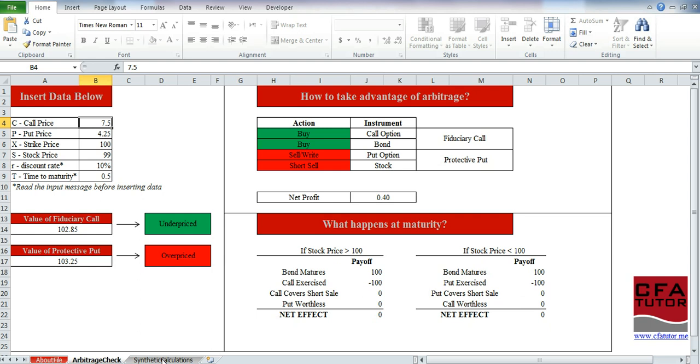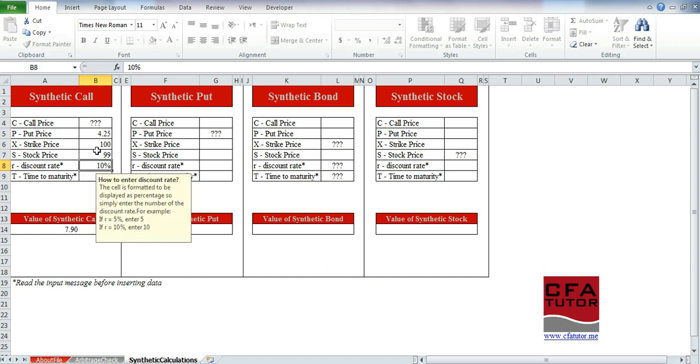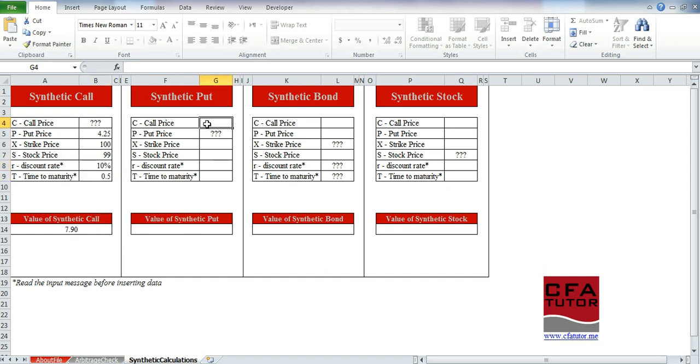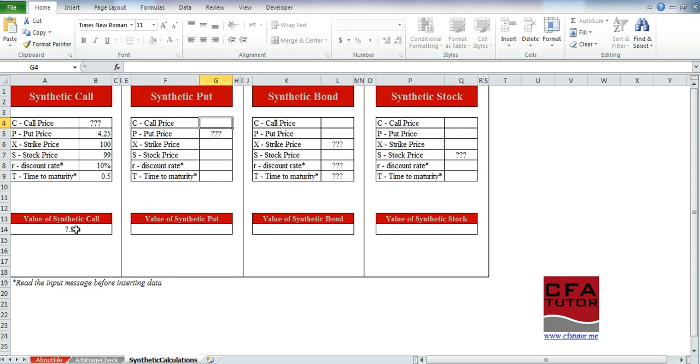So we'll go back and we'll go to the synthetic calculations, and you will see over here there is a question mark, which assumes that you cannot enter anything over here. So if you enter 4.25, 100 over here, 99, 10, and 0.5, it's going to tell you that the right value of the call option should be 7.9, as opposed to the 7.5 that we actually had in the question. And this is why there was a net profit difference of 0.4. I think it should be clear right now where it came from. So the right call value should be 7.9.